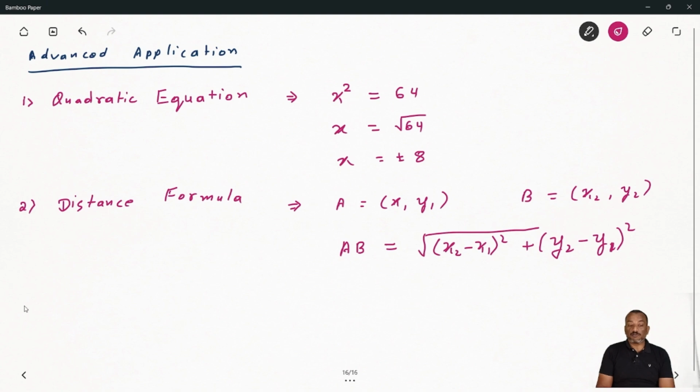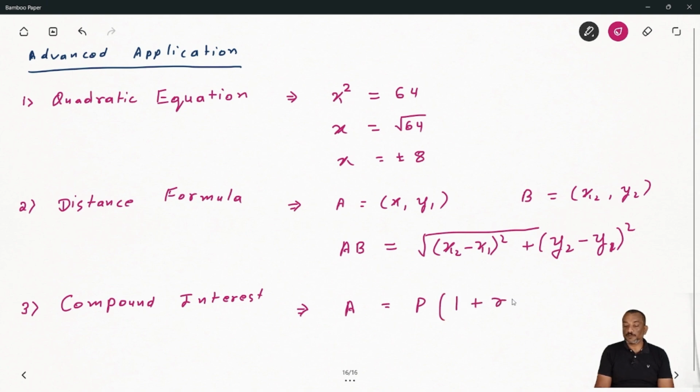The third important one is compound interest. To calculate compound interest, you know the amount formula is P into (1 plus R by N) raised to NT. If the rate is given and the time is given, you can use this formula for compound interest.